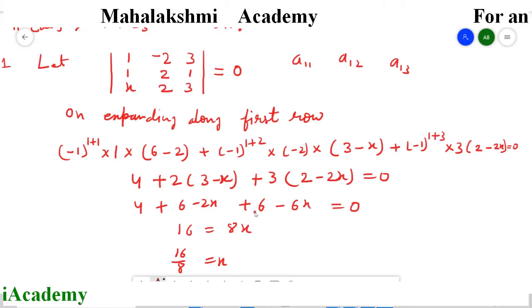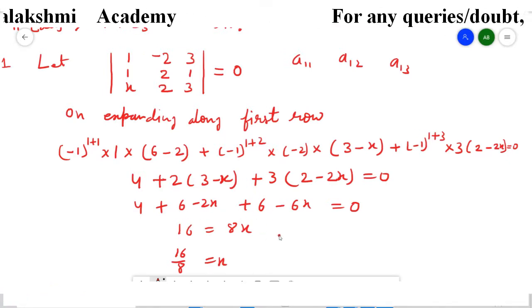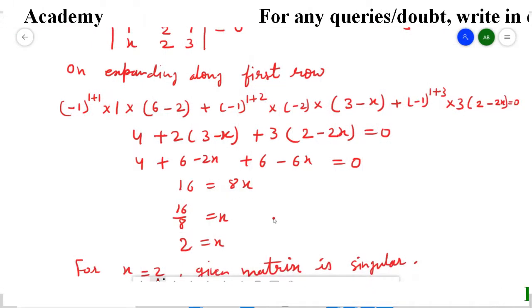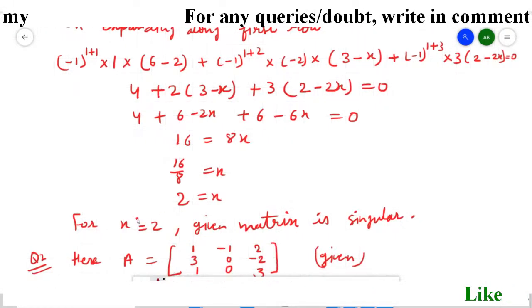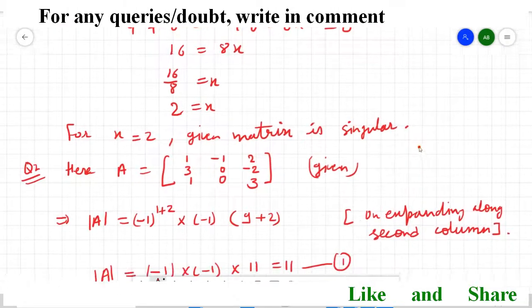In the next step just open the brackets, add all the constants together and shift the terms which have x to one side, then solve for x. So that's our answer: for x equal to 2 the given matrix is singular.